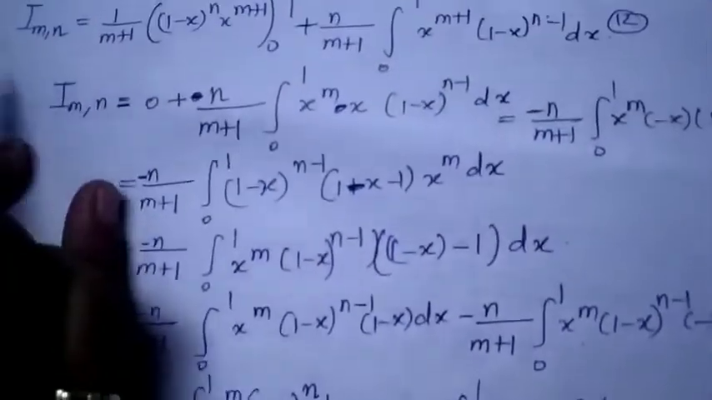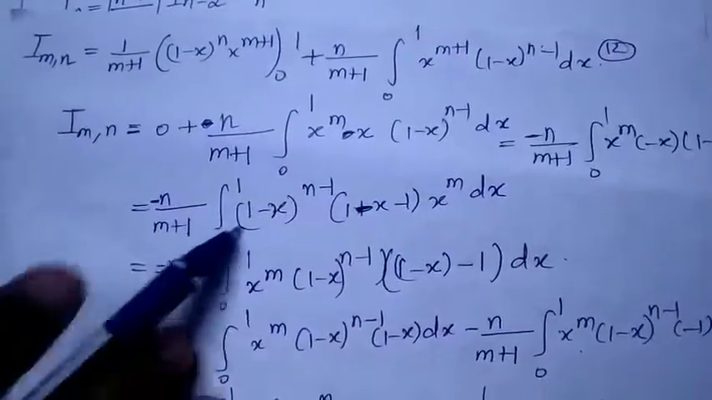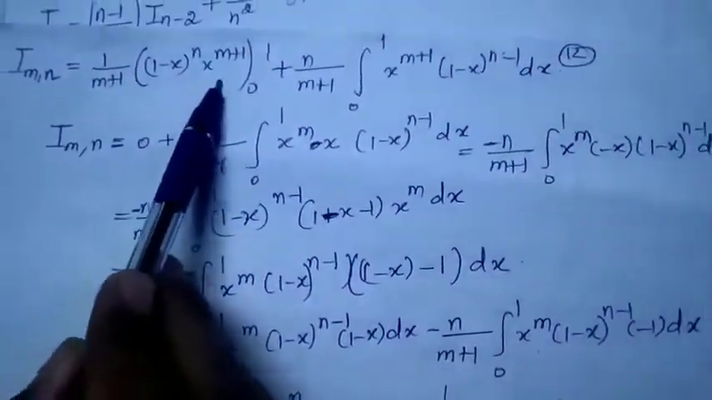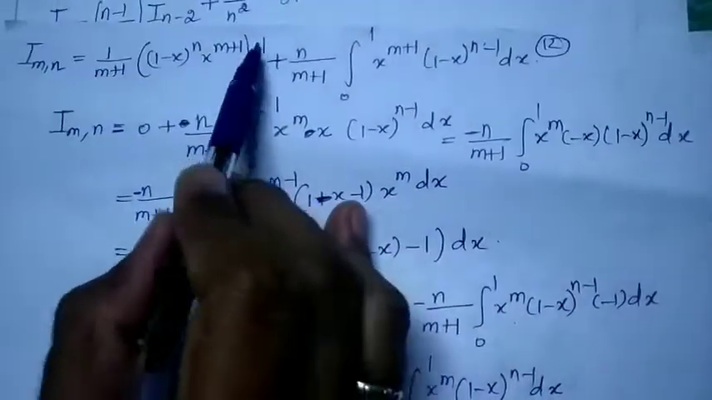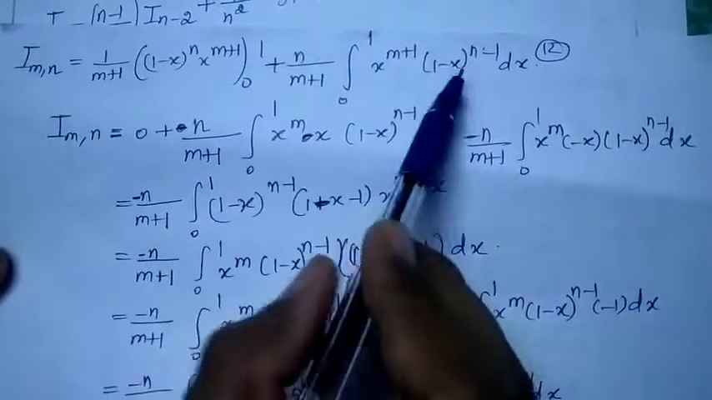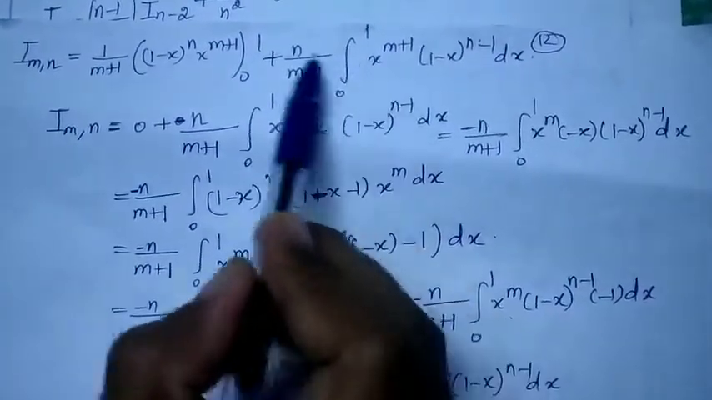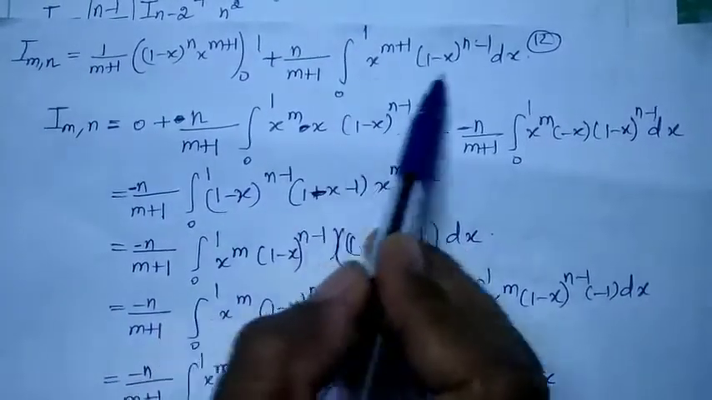Okay, I am turning the next page. Imn equal to, so now in this step we have 1 by m plus 1. That is a constant, so I am taking this outside. So the remaining term, upper limit and the lower limit. Plus similarly here also we had 1 by m plus 1 into n also. So just take those constant terms outside, remaining this integral, right?